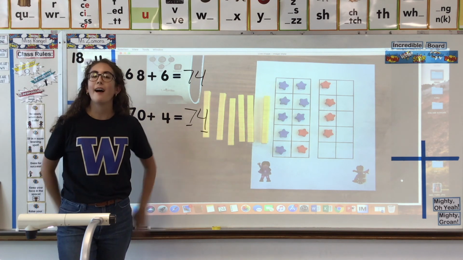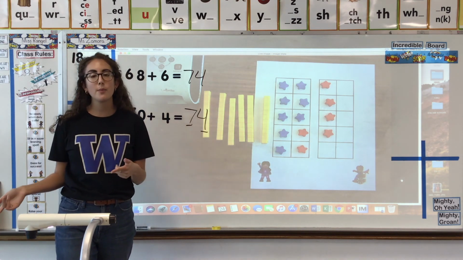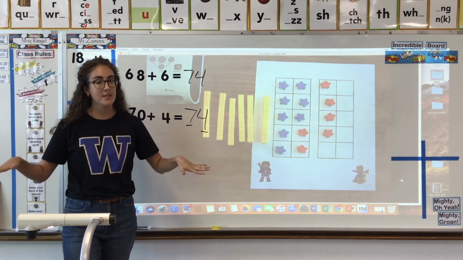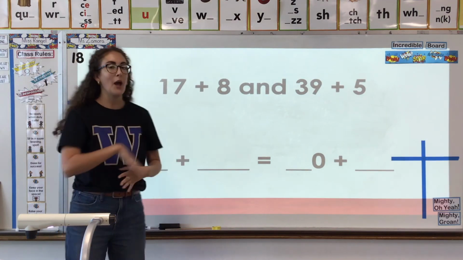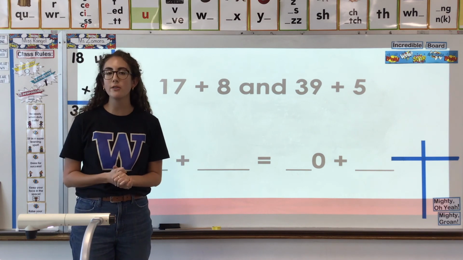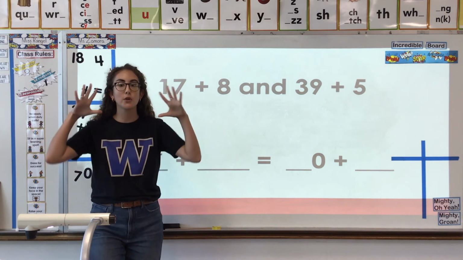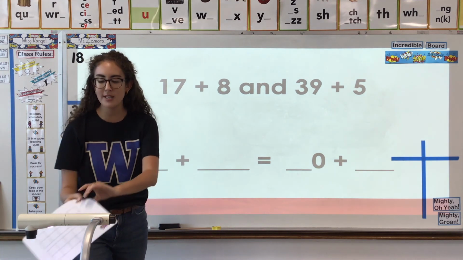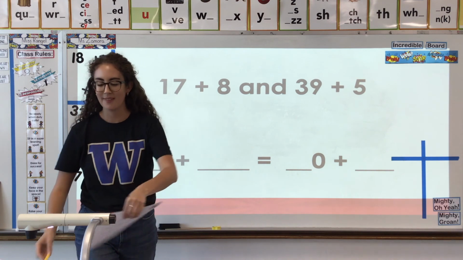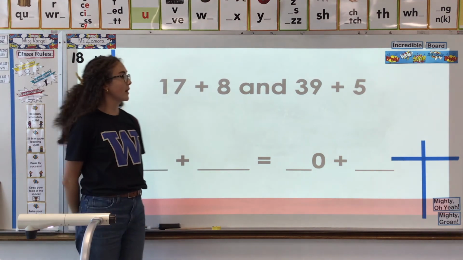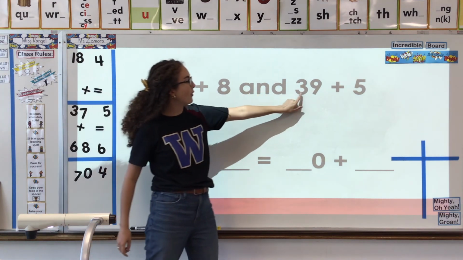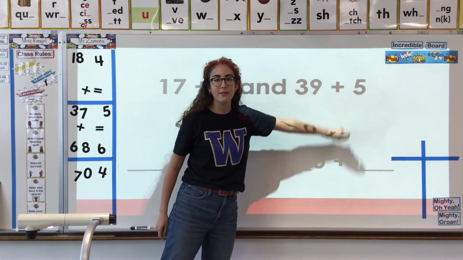Okay, Super Scholars, awesome job. I'm going to clear the board one last time and then tell you what I need from you. So, reset. Okay, awesome people. You are going to work on 2 equations on your own, and you are going to work to transform them by using your 10 frame and those 10 sticks. So the problems you are going to work on are 17 plus 8 and 39 plus 5.